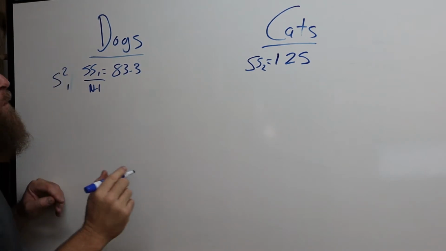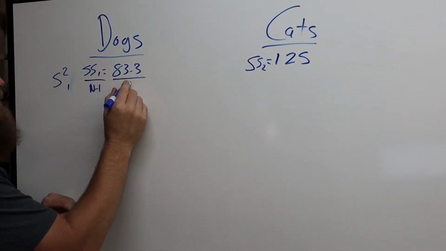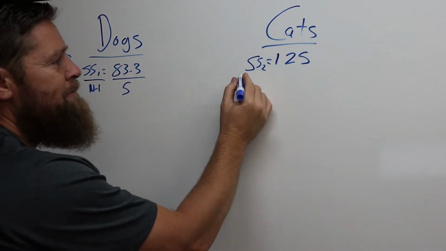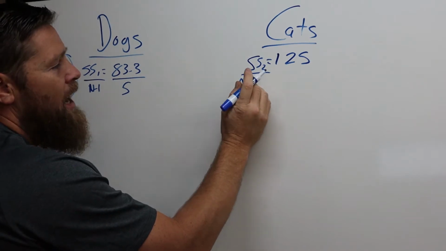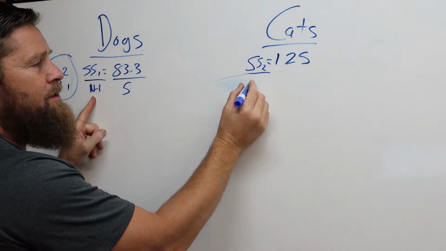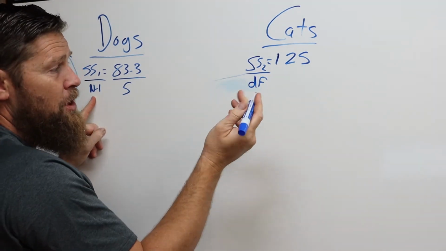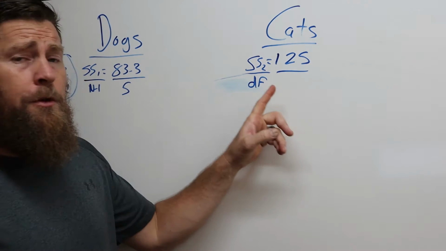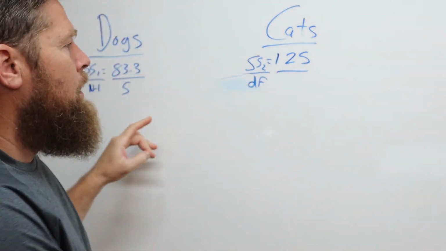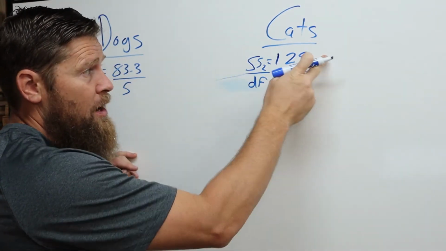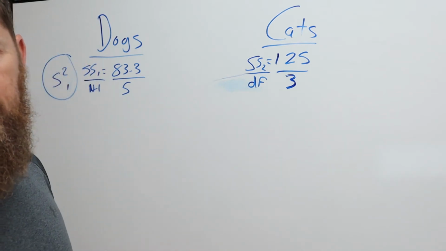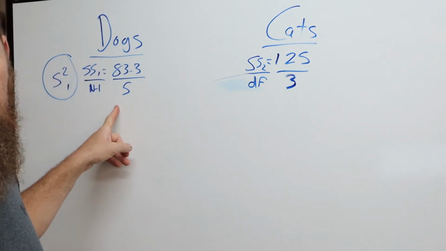S2 for group 1. So divide that by 5, and that will give us S2 for group 1. Similarly, if we divide this by n minus 1, actually I'll just write degrees of freedom so you can see it's the same thing. N minus 1 is the same thing as degrees of freedom. So, how many degrees of freedom do we have in the cats group? There are only 4 people there, so that makes 3. 3 is our degrees of freedom, so we divide 125 by 3, and that gives us, I forget what it gives us. Anyway, do this one.